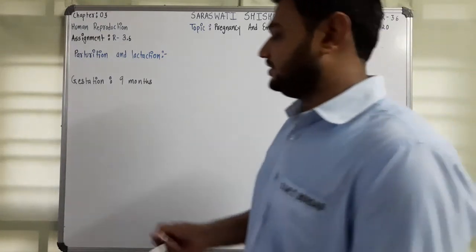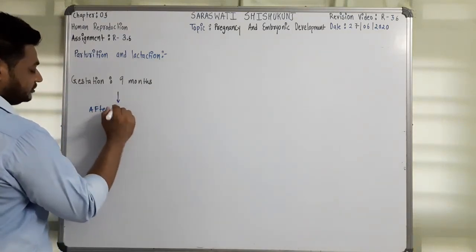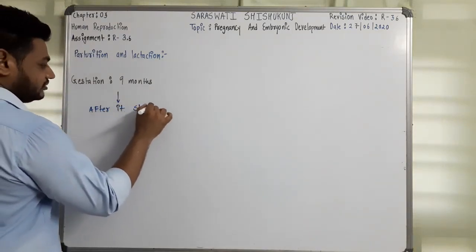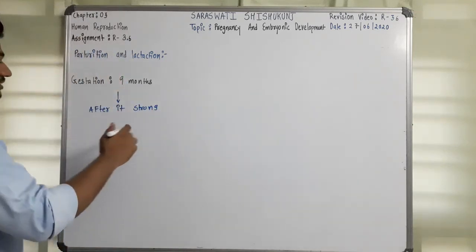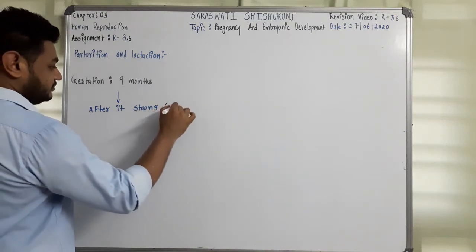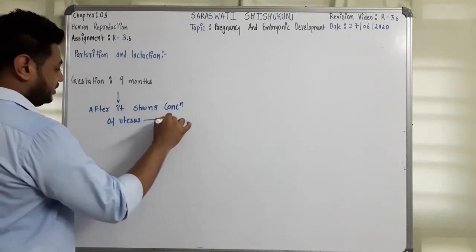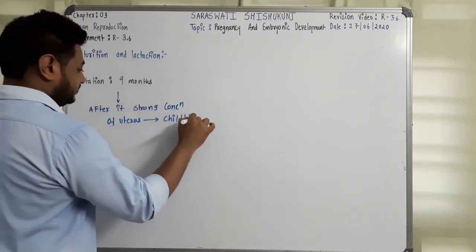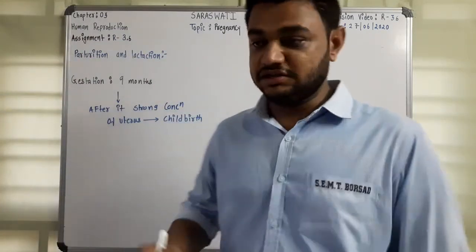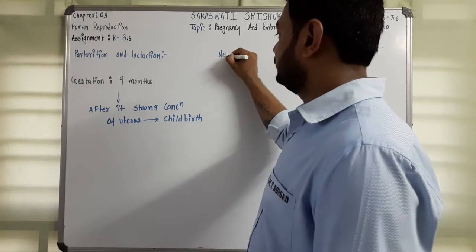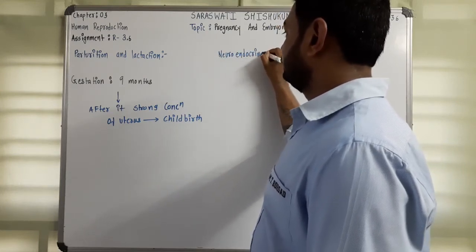After this gestation period, strong or vigorous contraction of the uterus results in childbirth. So strong contraction of the uterus results in childbirth, also referred to as parturition. It is a neuroendocrine mechanism.